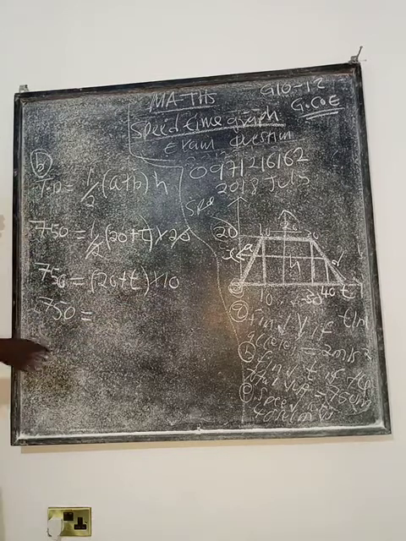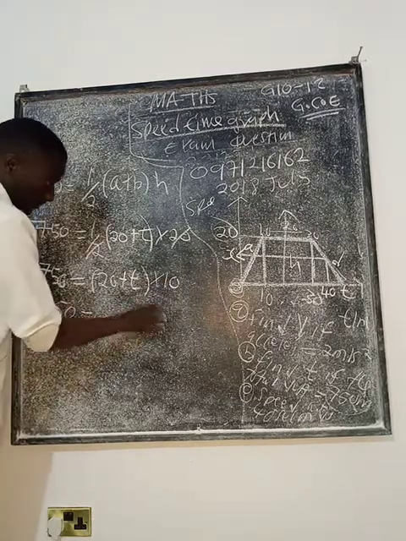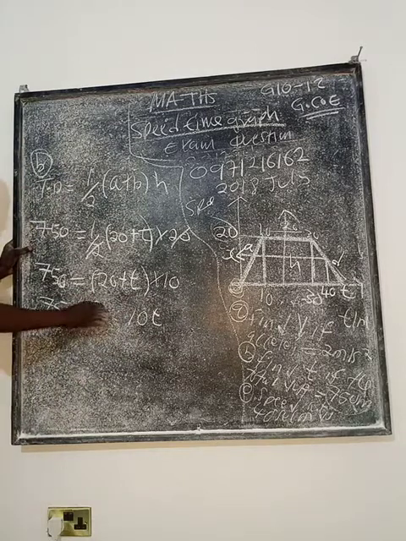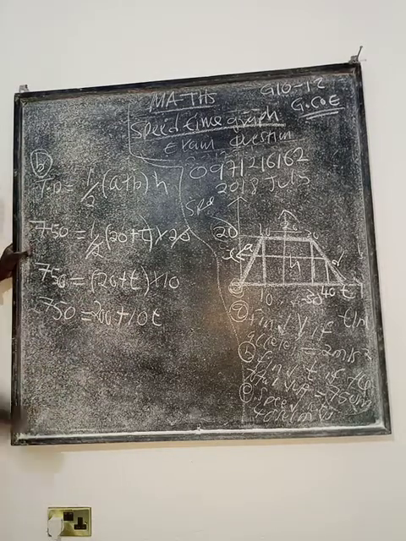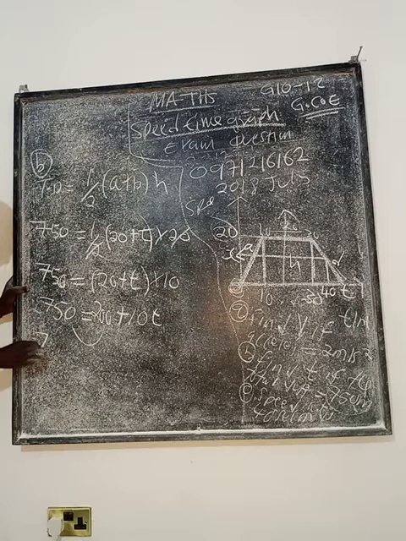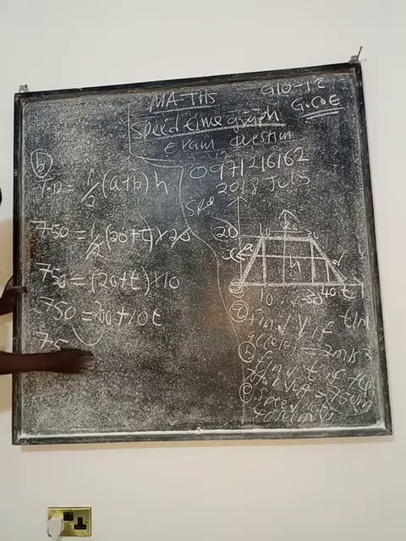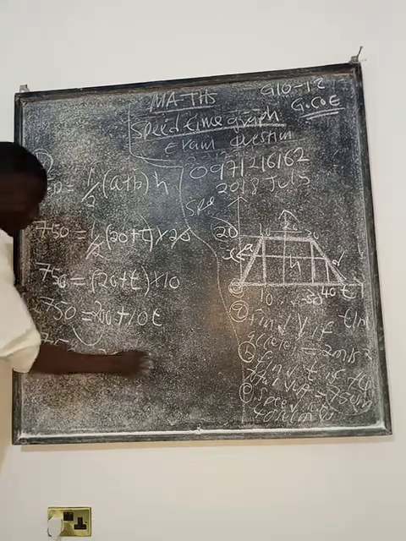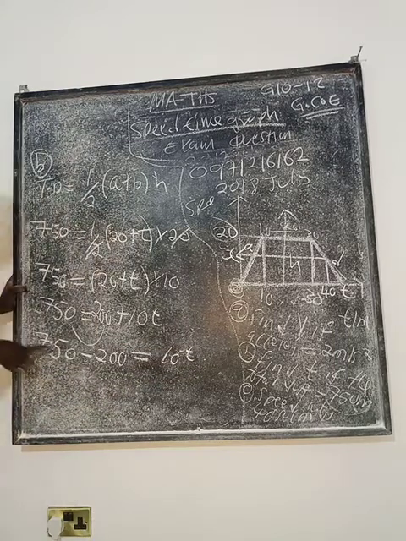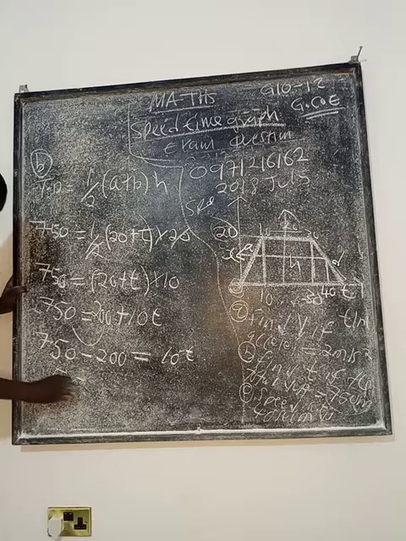10 times t will give you 10t. 10 times 20 gives you 200. Like terms together, 200 will come this side. It will be 750 minus 200 is equal to 10t. 750 minus 200, no calculators around, it is 550.